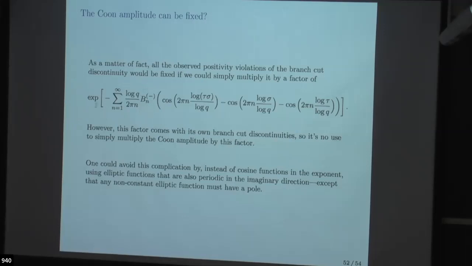The downside, though, is that we cannot immediately multiply the amplitude by this function, because once we multiply this exponential factor, it has its own branch cut discontinuity, owing to these logarithms, which will propagate through the cosines. So for each term in this sum, you get a new branch cut discontinuity. Then you would have to add them all together, and you get cross terms. It becomes a nightmare.